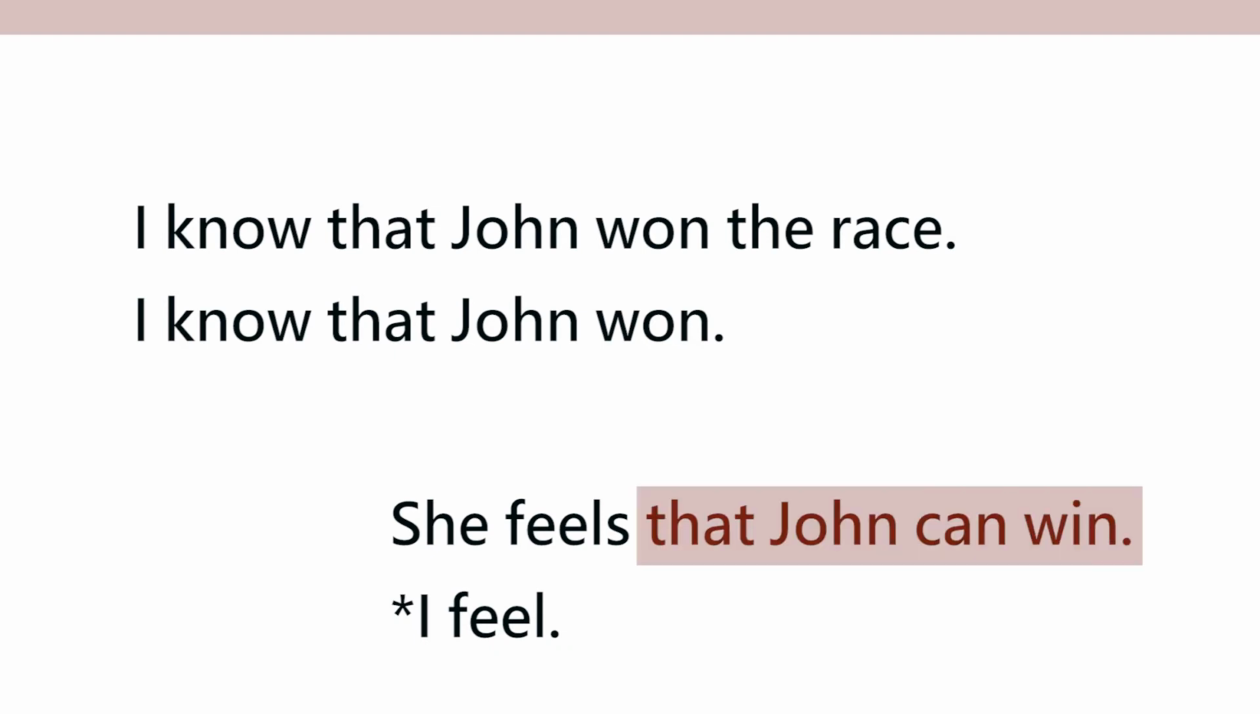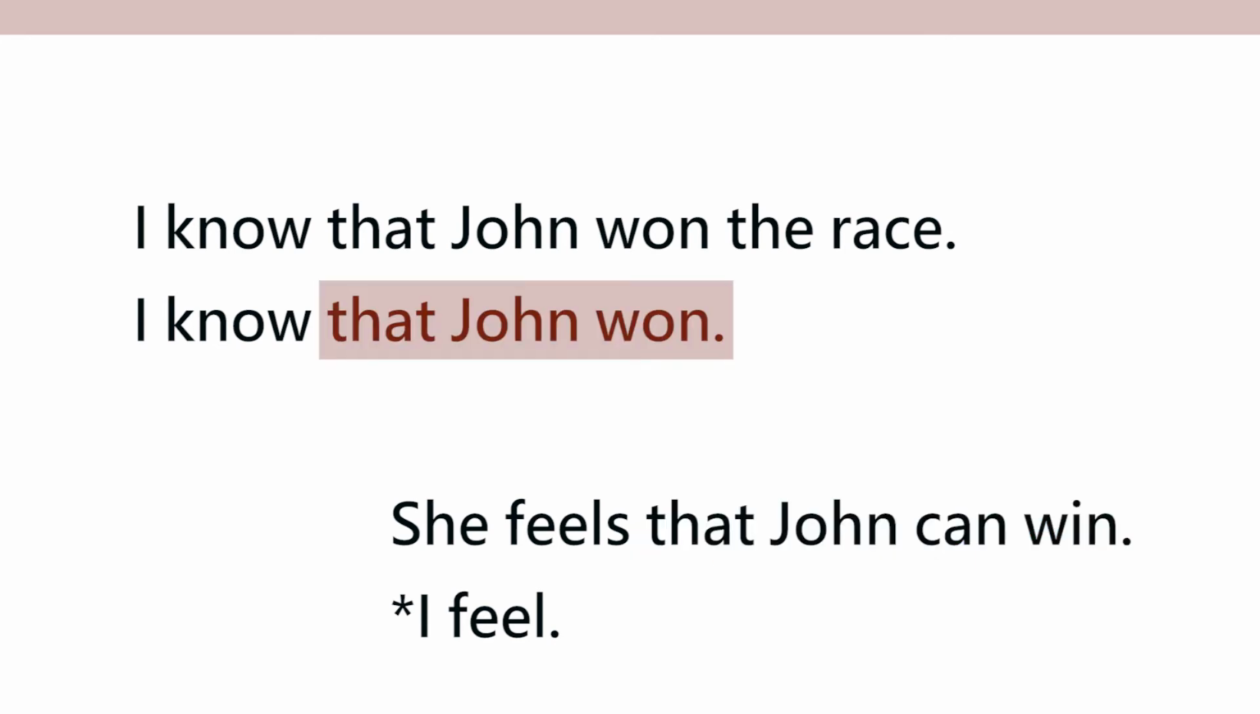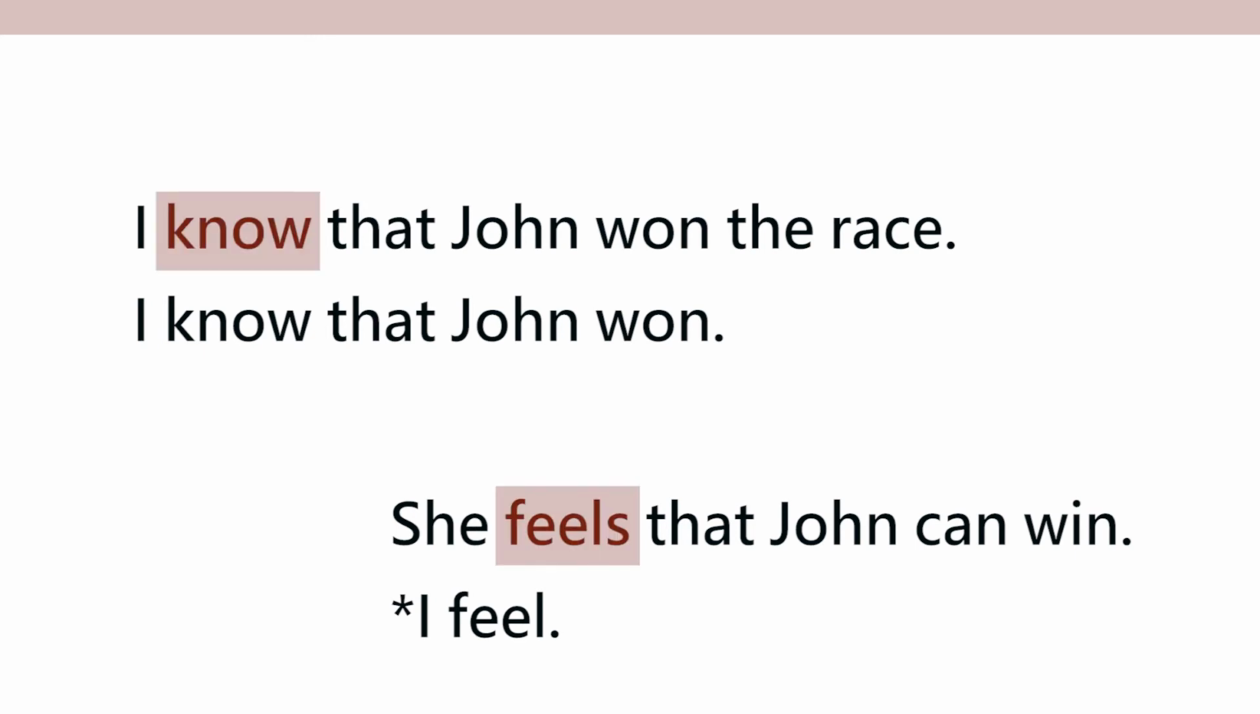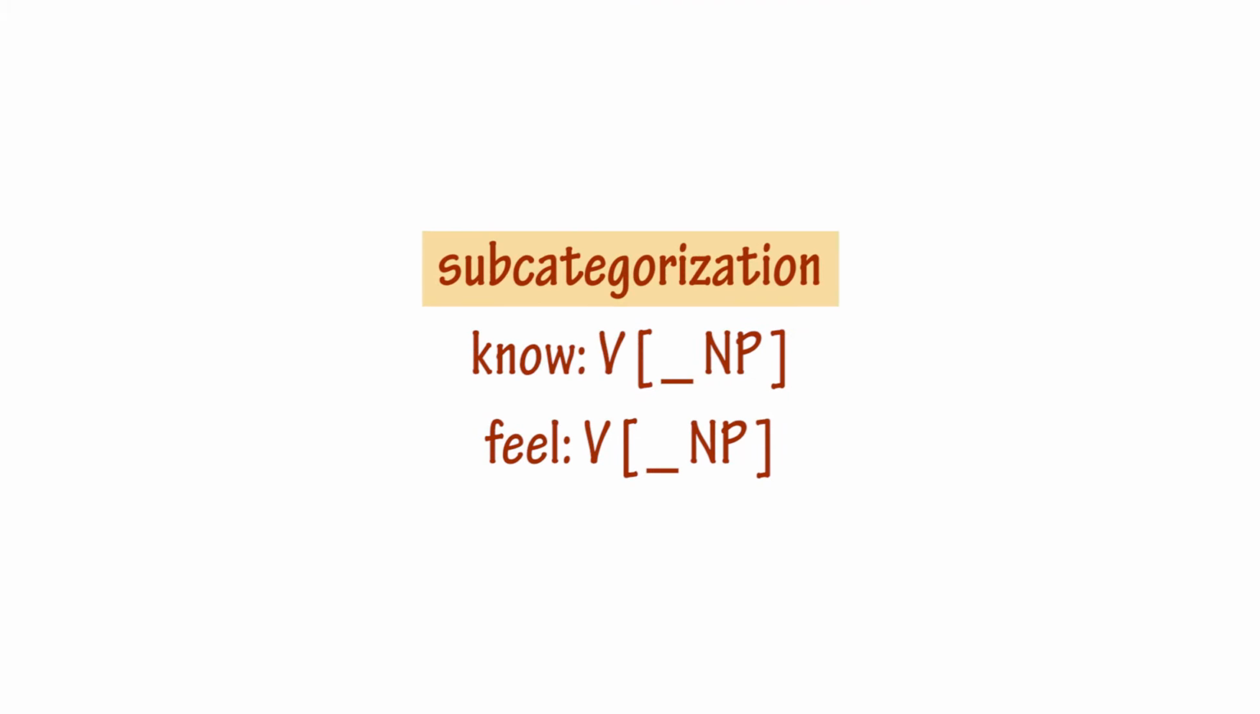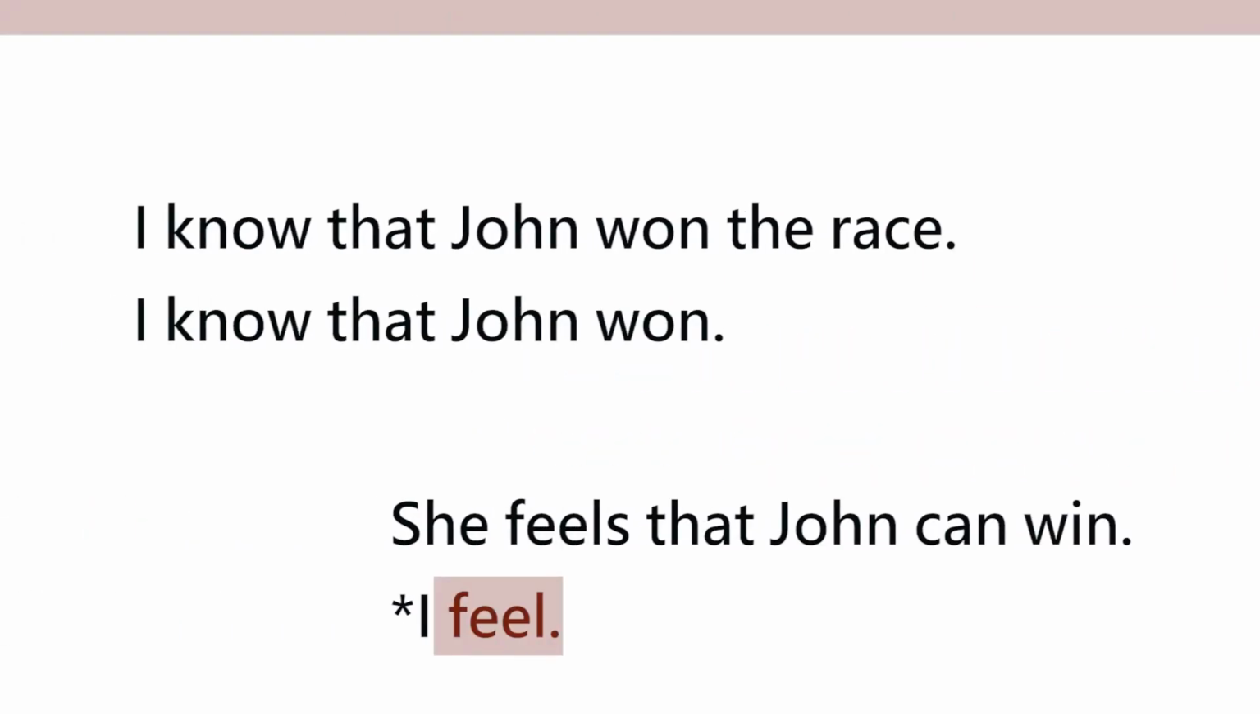You see that John can win, that John won, that John won the race. Why? Because the verb know here and the verb feel here require a direct object. Here, the verb feel has not been fulfilled in terms of subcategorization.